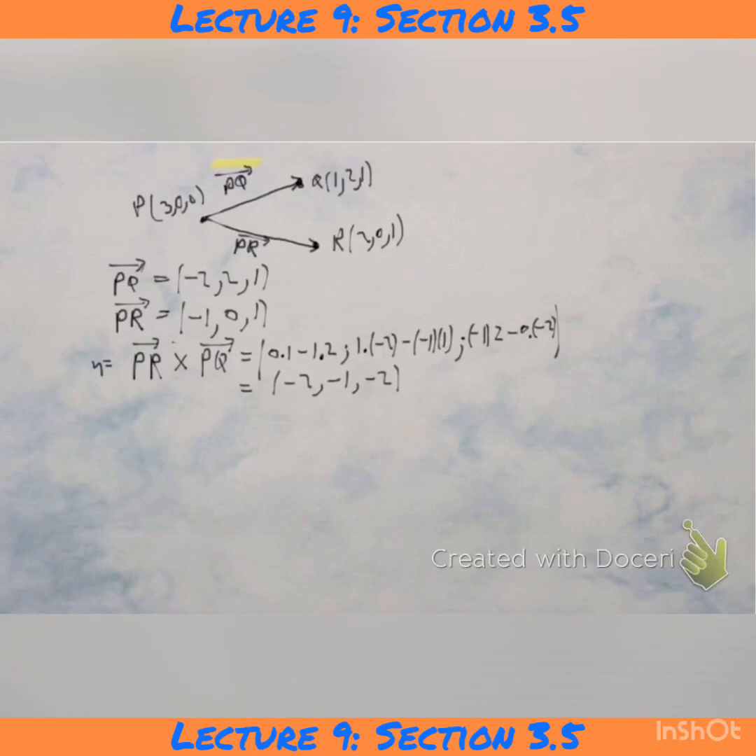So basically, this vector here is the vector that is orthogonal to both the vectors PQ and PR. So you can see it as that vector that's orthogonal to both those two vectors there. So now what I want to do is I want to answer the question.